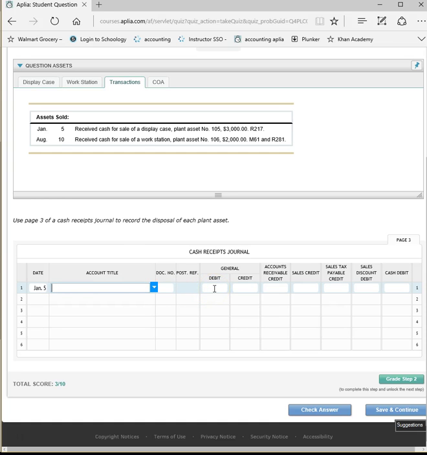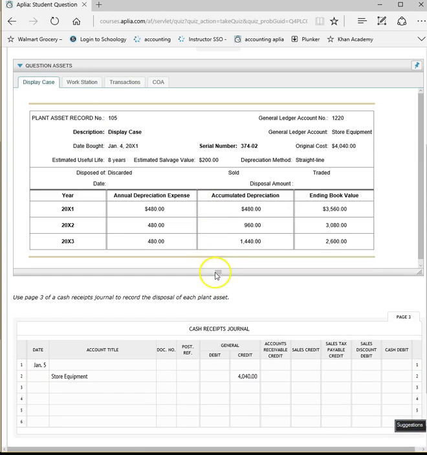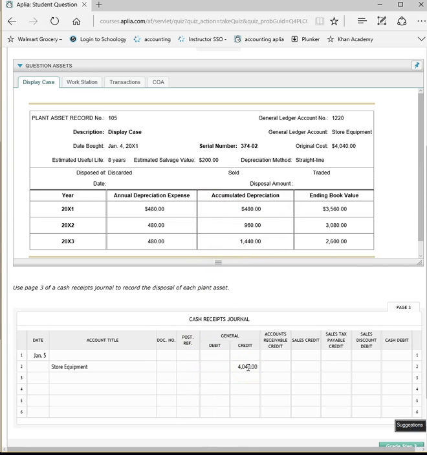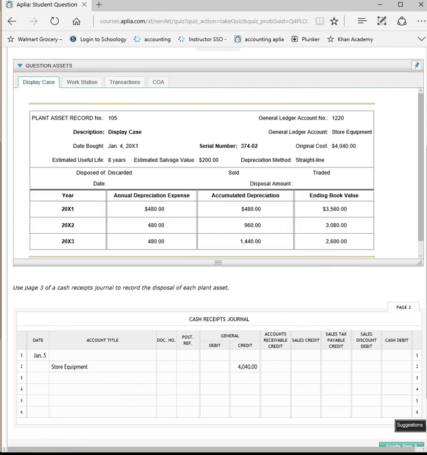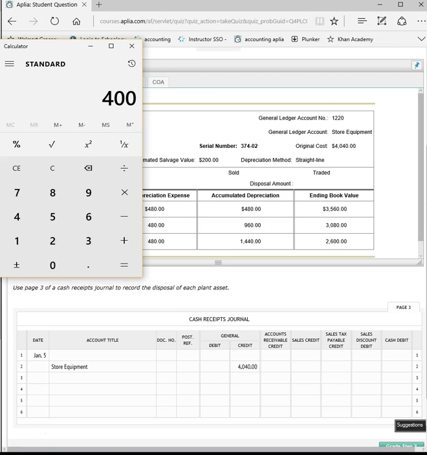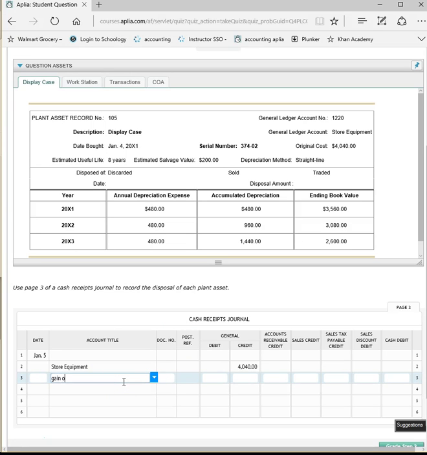We'll do this line first, and I'm going from the book, store equipment. This is what we bought the display case for, and it's right there. We purchased the display case for $4,040. At the end of 2013, it's worth $2,600 in our books. If I look at the transactions, the display case, we sold it for $3,000. In our books, it was only worth $2,600. So $3,000 minus that, we made an extra $400, and we need to account for that. We actually got a gain on plant assets of $400.